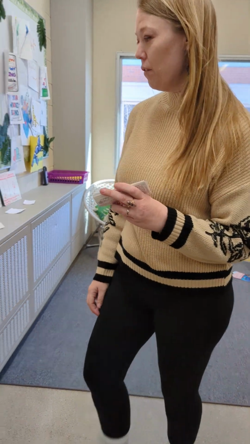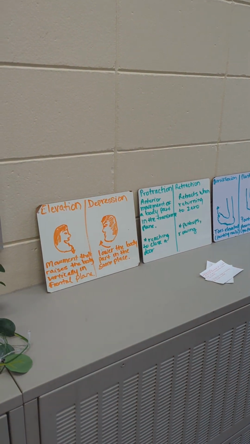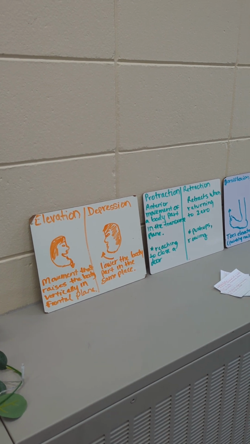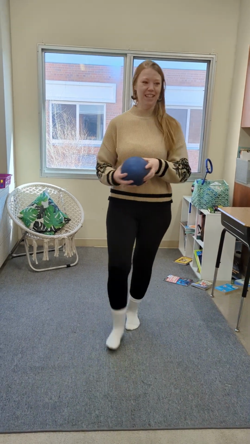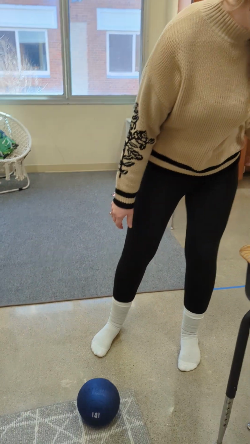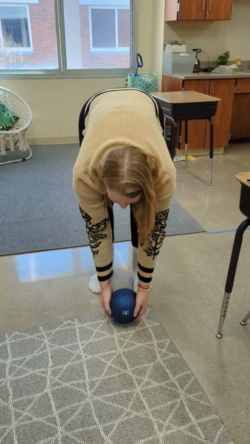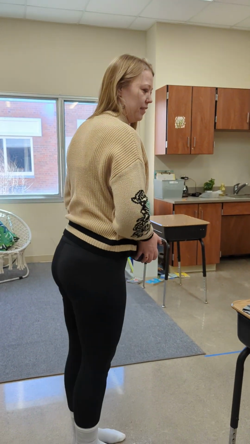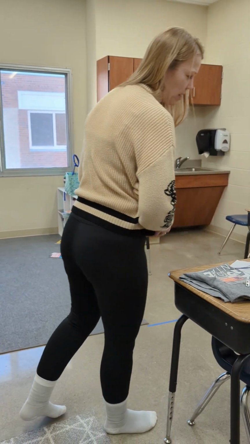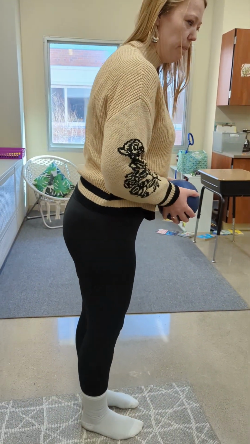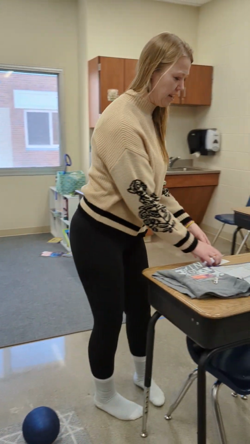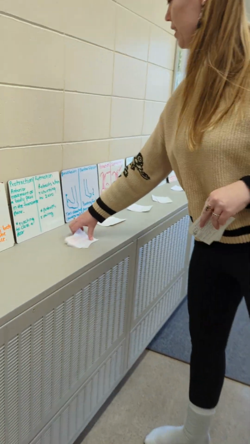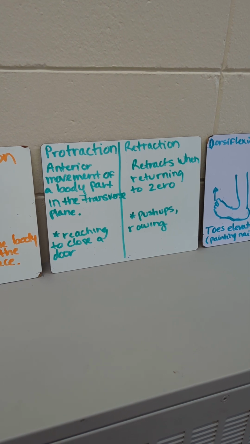Elevation is a movement that raises the body vertically in the frontal plane. So lifting something, when you're lifting something, it elevates the scapula. And then depression is lowering the body part, and so basically setting it down would put it back to the original position.